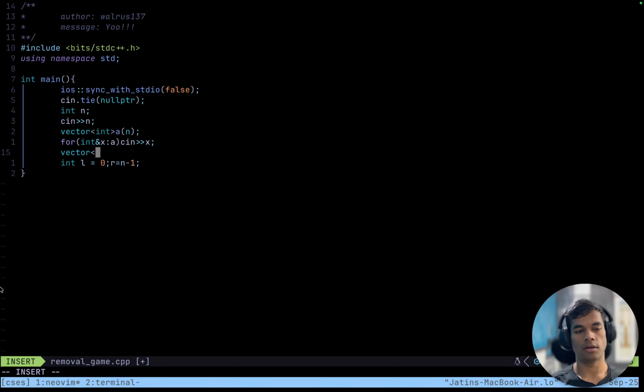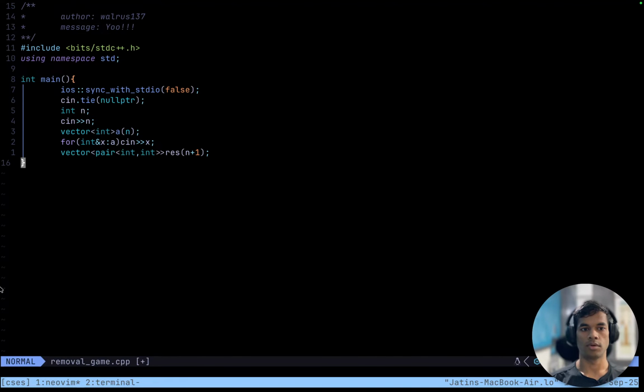I think the table would look something like this. Pair in... yes, response size n plus 1, just in case. And okay, what does this even mean? Sure, this would be very hard to describe in tabular form.